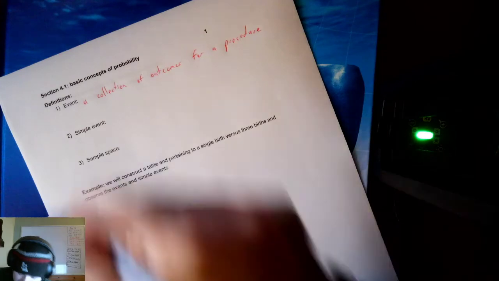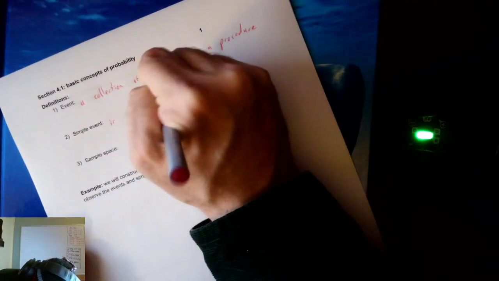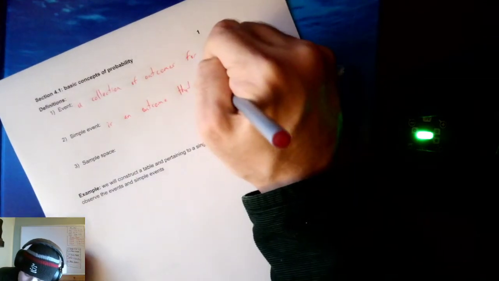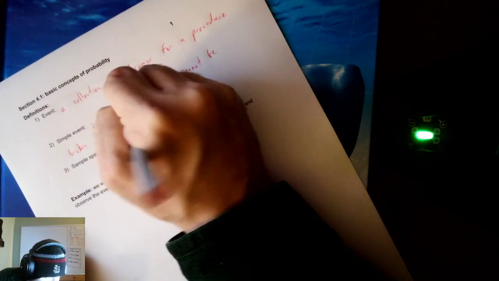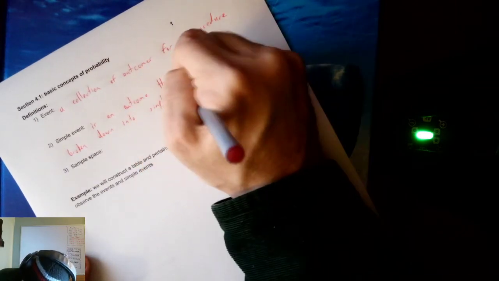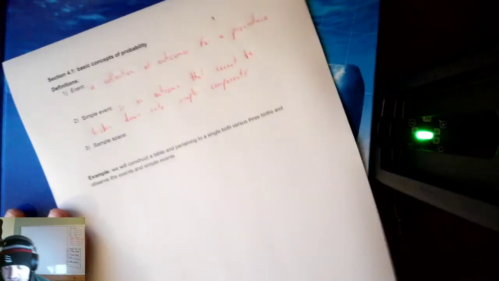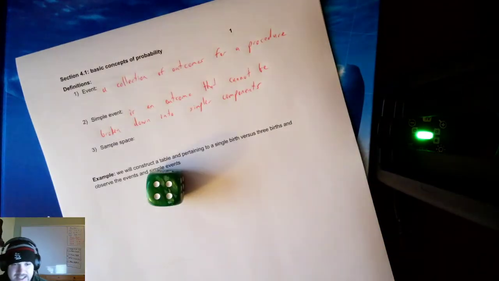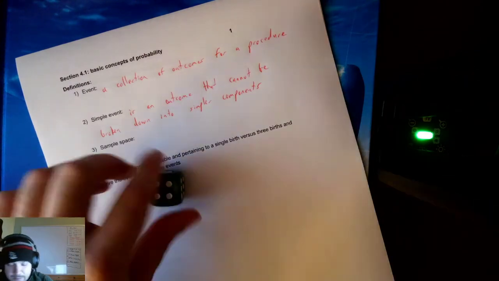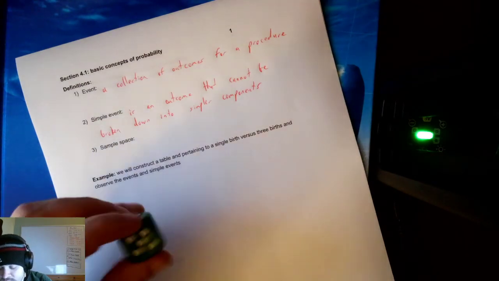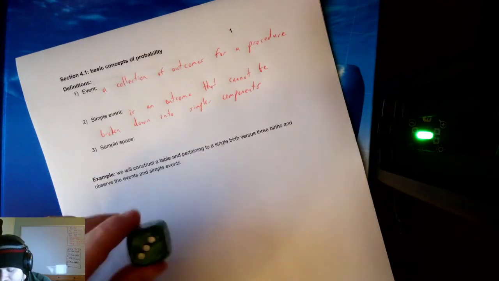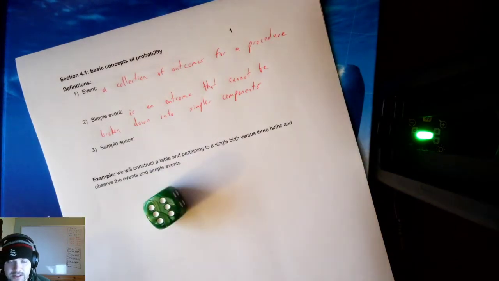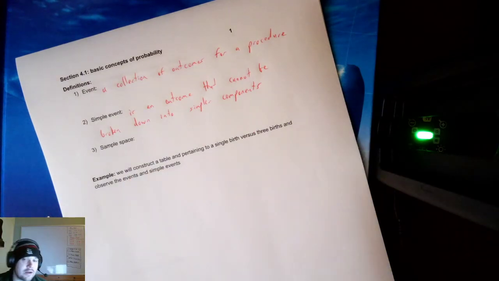A simple event is an outcome that cannot be broken down into simpler components. And so an example, rolling a 4 is a simple event. I can't break that down any farther. But I also said, what about rolling an even number? 2, 4, or 6 would count for rolling an even number. Now, these simple events are 2, 4, and 6. The event is rolling an even number. That's the difference between a simple event and an event. A simple event can't be broken down into simpler components.